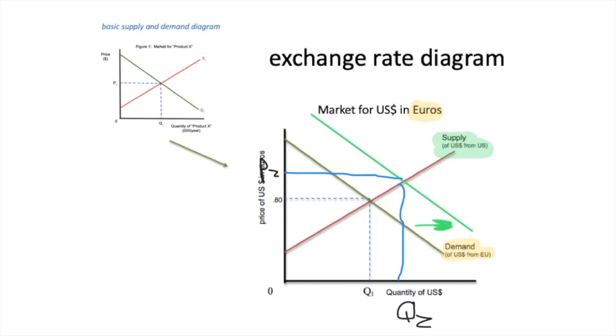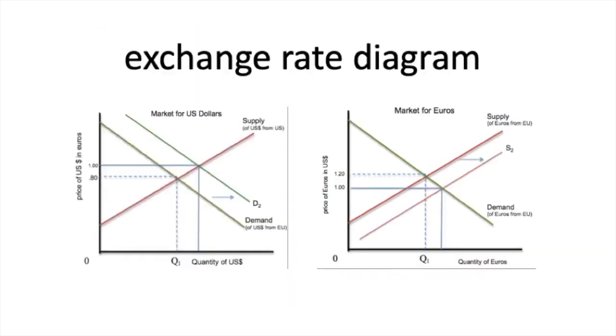All right, now let's take a look at the next diagram. What's this? Well, let me tell you something. This is exactly what we were just looking at. This diagram right here is the diagram I just drew. But here's the thing. This is the market for US dollars in euros, the price of dollars in euro. I just drew that increase in demand, and we started off with an equilibrium of 0.8 to Q1, right?